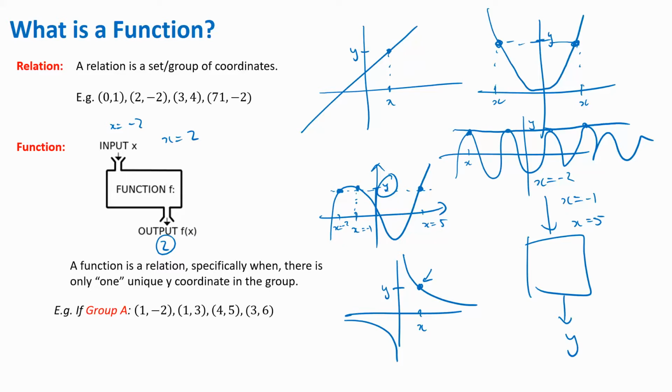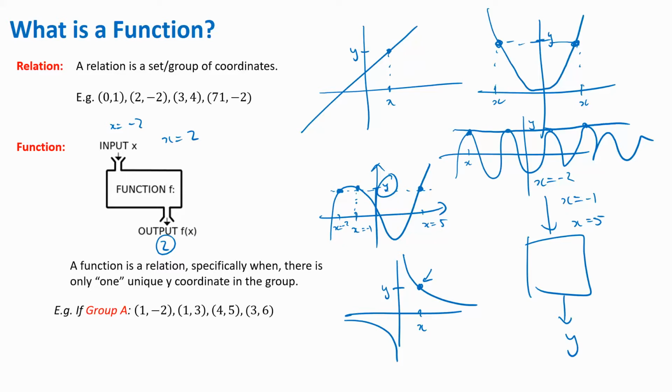Okay, so technically, if it doesn't fit into this description as a function, we call it a relation. Okay, another way of thinking about it as well, if you were given coordinates rather than a graph, for a function to exist, you'll be looking for repeated of what coordinate?